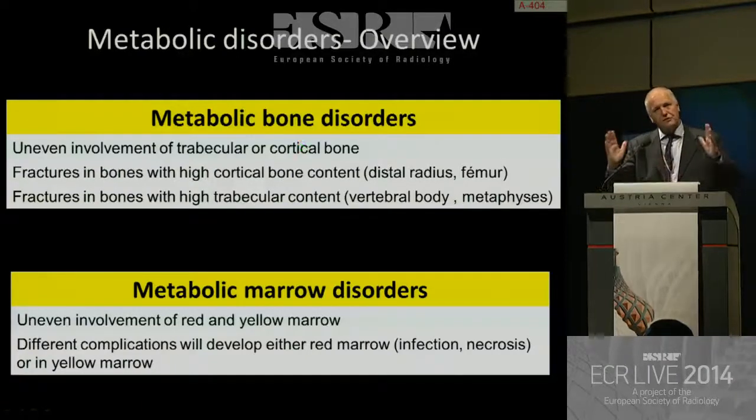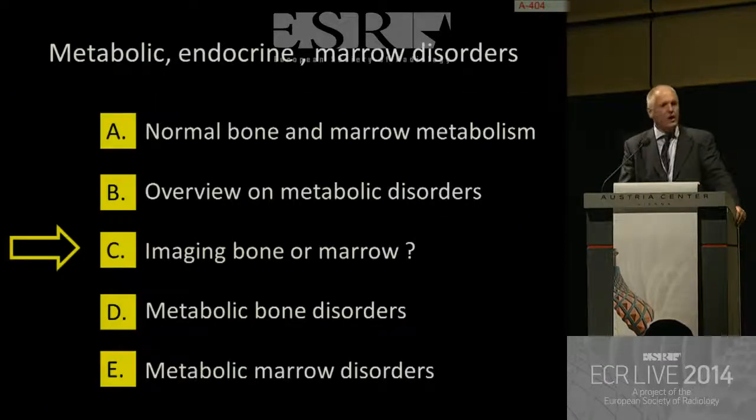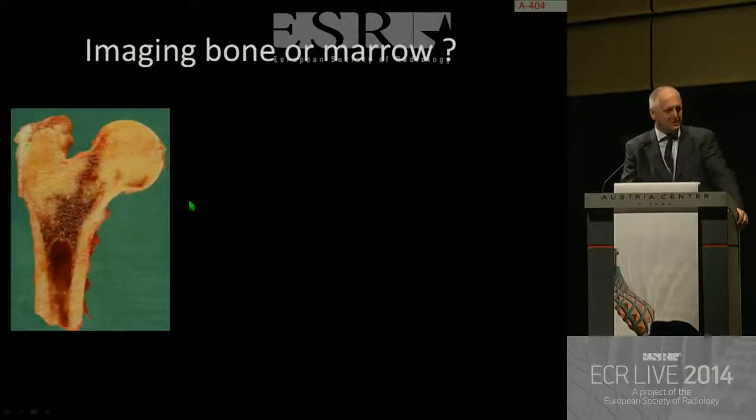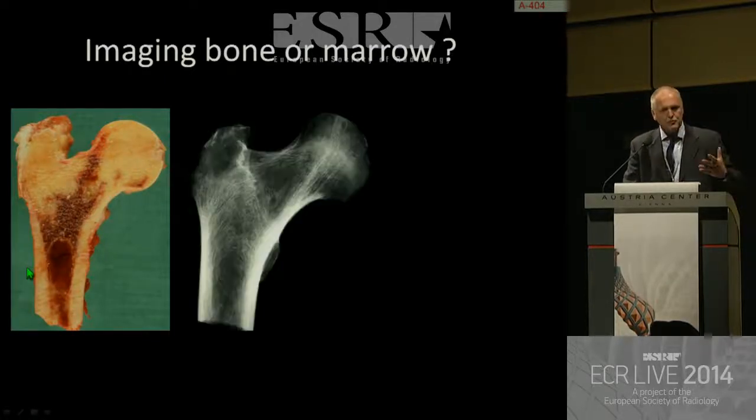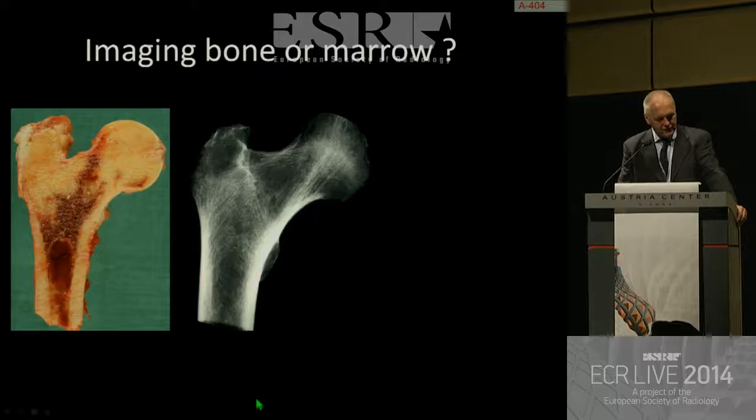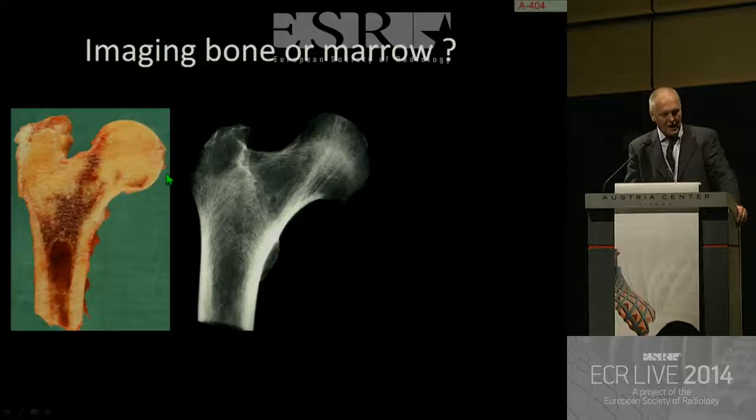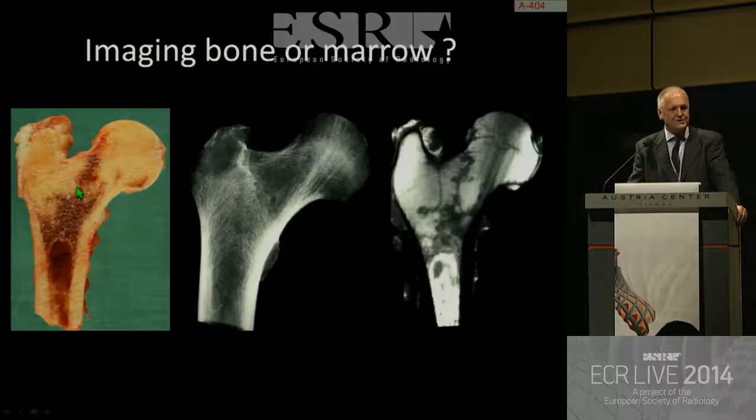So although it's diffuse, the manifestations might be focal. Now, a major issue, if you want to understand the next part of the lecture, is to clearly understand what I'm doing when I look at the bone and what I'm doing when I look at the marrow. This is a section from a fresh cadaver where you see yellow areas and red areas. If you take a radiograph of that piece of femur, you just see the cortical bone and the trabeculi, but you have no single idea of the medullary content of that piece of bone.